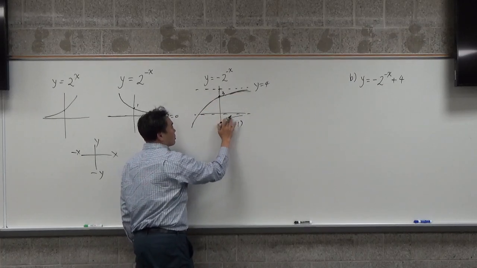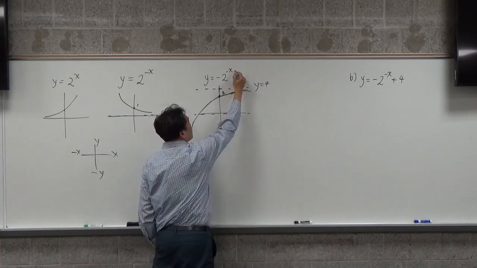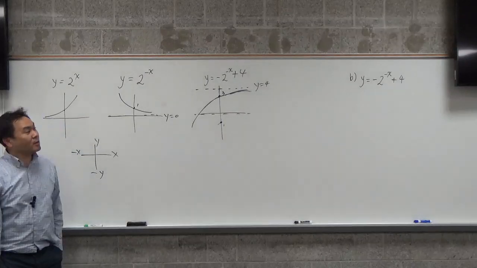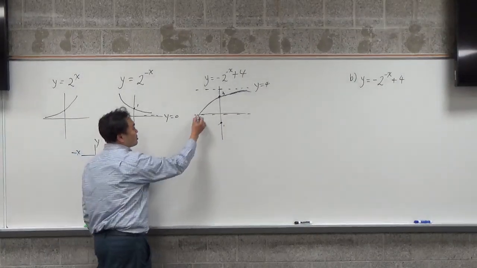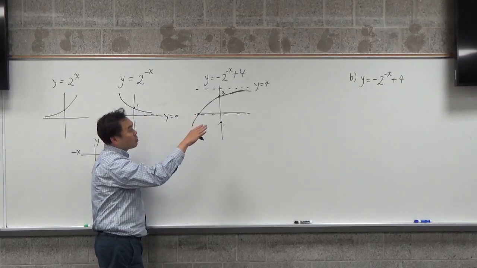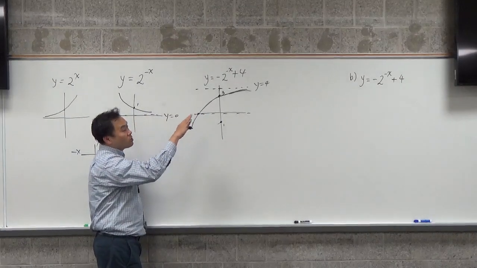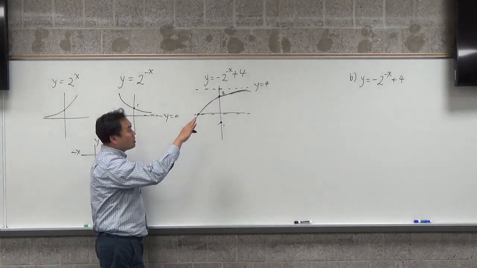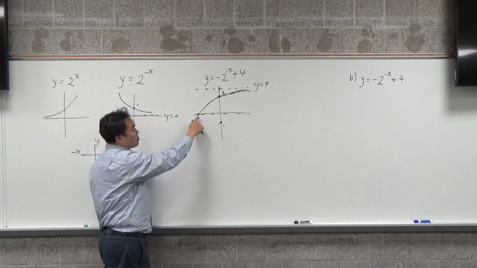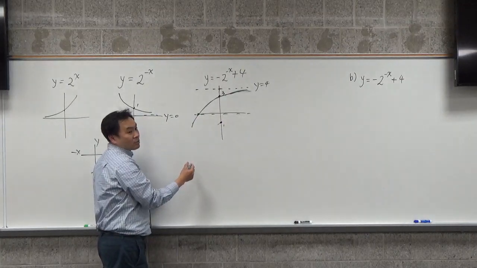So with the plus 4, this is what we get, and the only thing left for us to do is figure out the x-intercept. We already know the horizontal asymptote is y equals 4. We know the y-intercept is 3. The only thing we don't know is the x-intercept, somewhere here. How do you get the x-intercept?